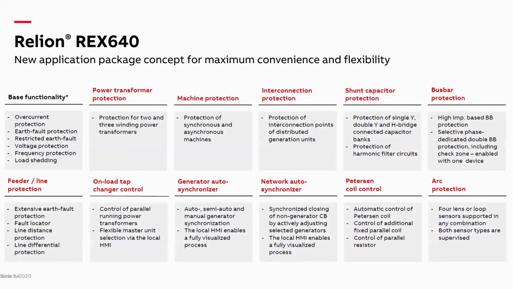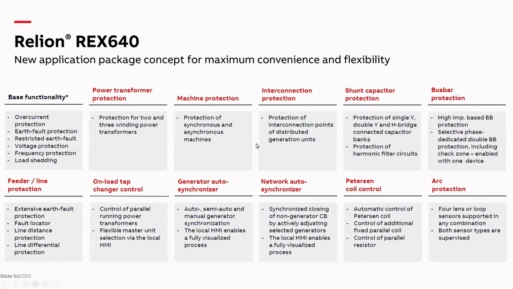Here is a little more detailed view of the different application packages REX 640 can have. For example, base functionality covers all the basic overcurrent and ground fault protection like 50, 51, P and N, and so on, restricted earth fault, voltage protection, frequency, and load shedding. In addition, if any of the other protection applications are required, we can load these additional applications on top of the base functionality.